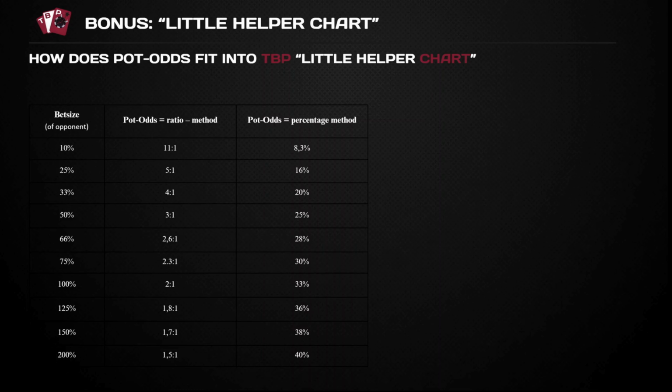The column to the right, labeled pot odds percentage, shows our pot odds for the percentage method. With that given, everybody can use this table to practice transforming both methods. If you accomplished that, you can also add the bet size of your opponent as well. Your final goal should be to know that when your opponent is betting 50% of the pot, you get 3-to-1 pot odds, which equals that you need to win the pot 25% of the time. Knowing this table inside out is already some valuable information for your poker game.